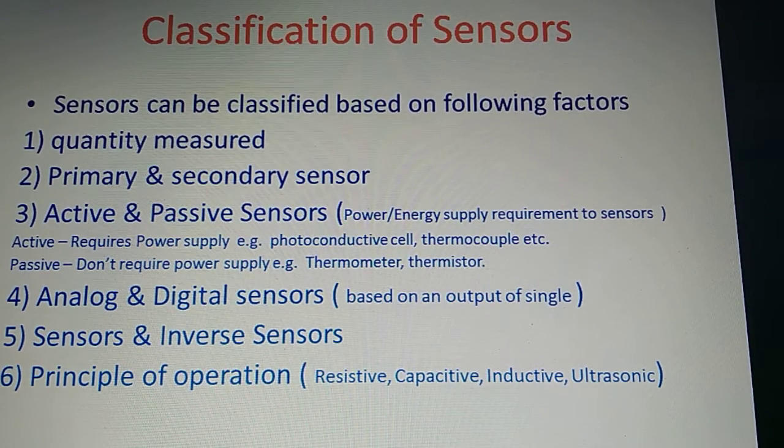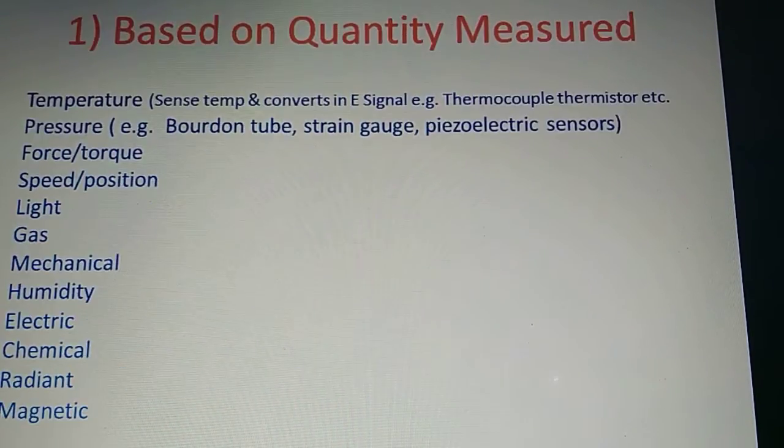And there are various types: resistive, capacitive, inductive and ultrasonic sensors also. So let's go in deep one by one. So let us study the first kind of sensors, which are classified based on the quantity measured.